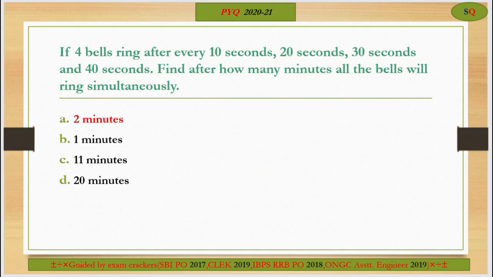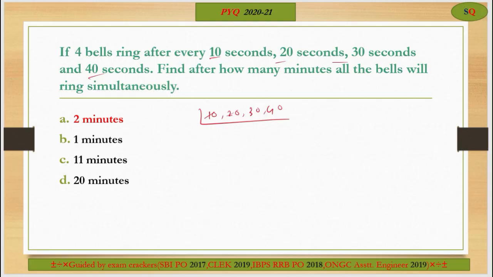If 4 bells ring after every 10 seconds, 20 seconds, 30 seconds and 40 seconds, find after how many minutes all the bells will ring simultaneously. To do this type of question, we have to find the LCM of the given seconds. To find the LCM, write 10, 20, 30, 40. We know that 10 and 20 are factors of 40, so we can cancel them.